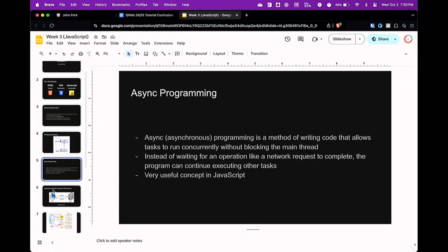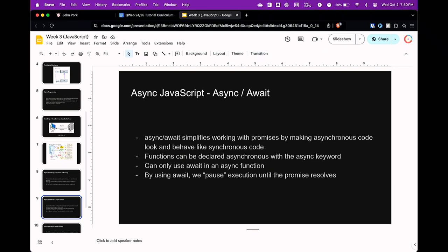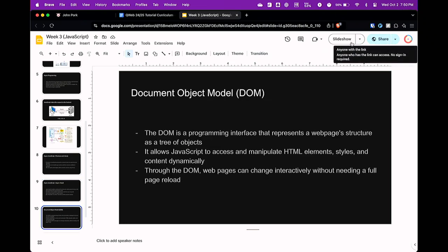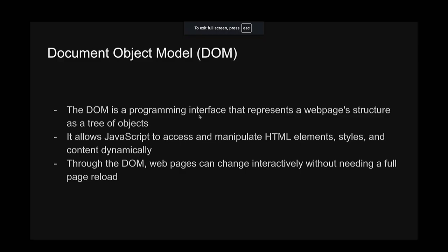So the DOM stands for Document Object Model, and it's essentially a JavaScript object that is supposed to represent the actual HTML document. So the DOM is a programming interface that represents a web page structure as a tree of objects. It allows JavaScript to access and manipulate HTML elements, styles, and content dynamically. And through DOM, web pages can change interactively without needing full page reloads.